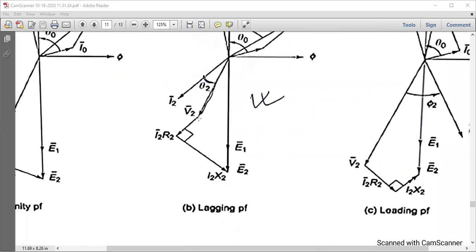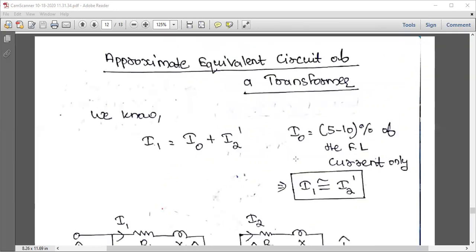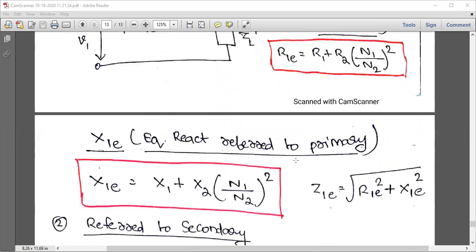So we have learned the no load phasor. When I2 is there, we wrote that phasor. Then we brought I2 dash. Then the lagging load, leading load, resistive load. All these things, I think, should be clear to you now. Okay, thank you.